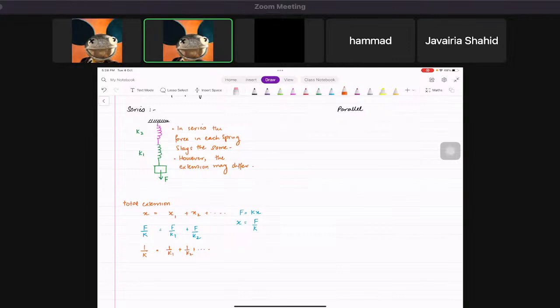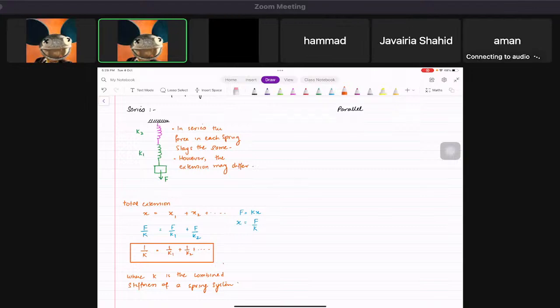So this is a general formula to find the extension of springs in a series system, where you just need to understand where k is the combined stiffness of a spring system. Spring system means no matter how many springs are put together like that, okay? If you have any questions, do let me know, okay?